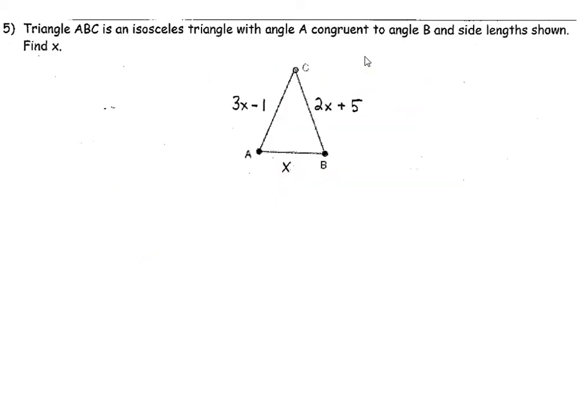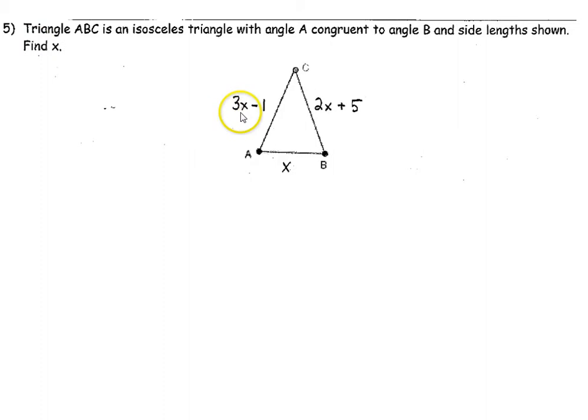Number 5, we have a triangle, ABC. We're told that it's an isosceles triangle with angle A congruent to angle B, and the side lengths are as shown. So we know that this angle right here and this angle here, A and B, are the same. And since these two angles are the same in this triangle, then these two side lengths, AC and BC, are also the same, because that's what makes an isosceles triangle an isosceles triangle. It has two base angles the same, then as a result the two side lengths are also the same. And we have to find x.